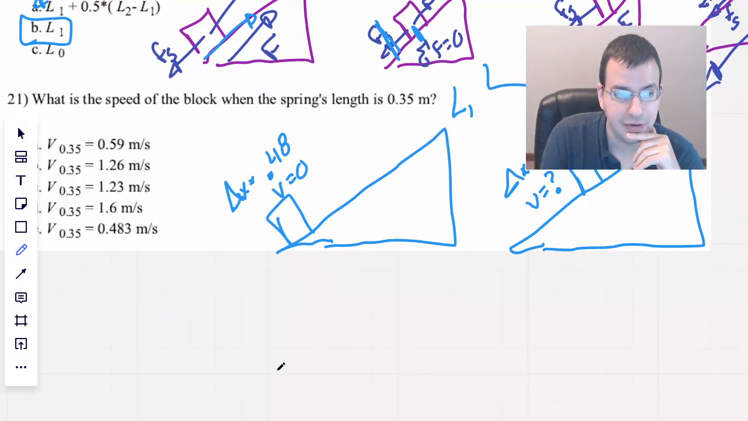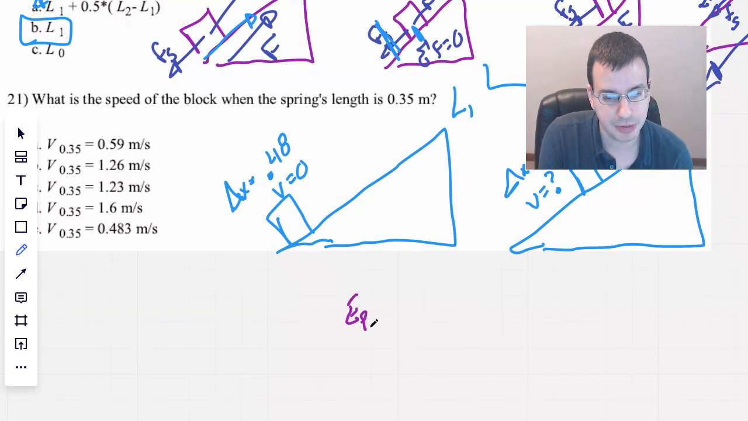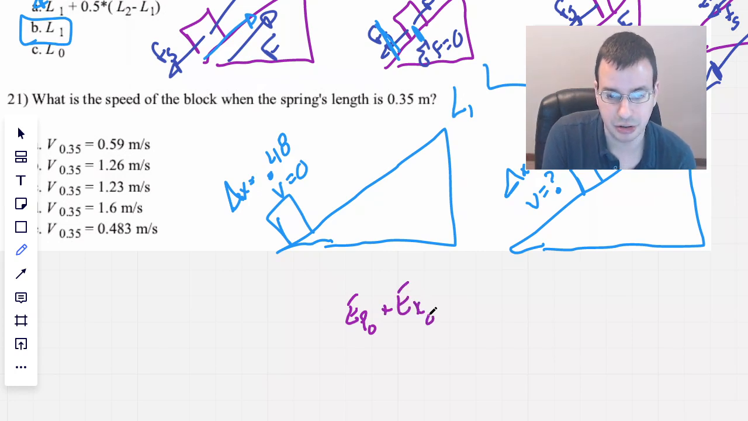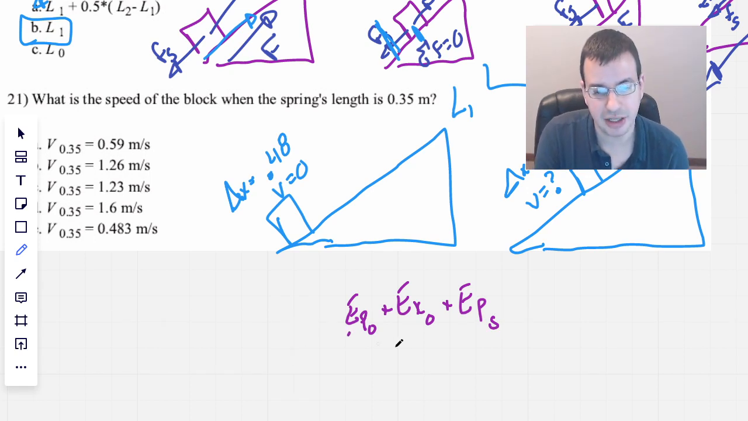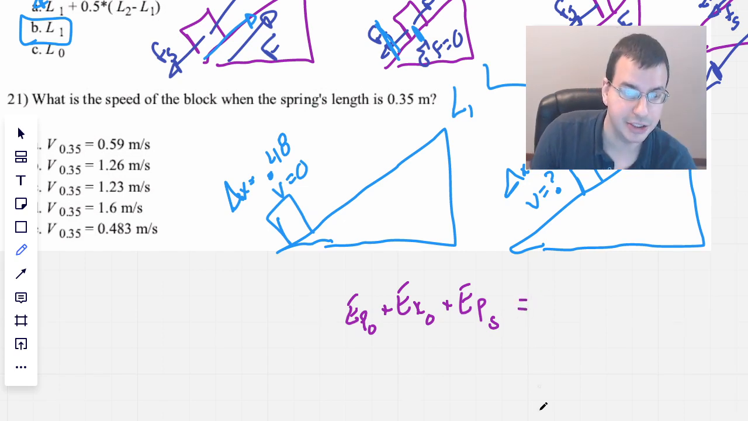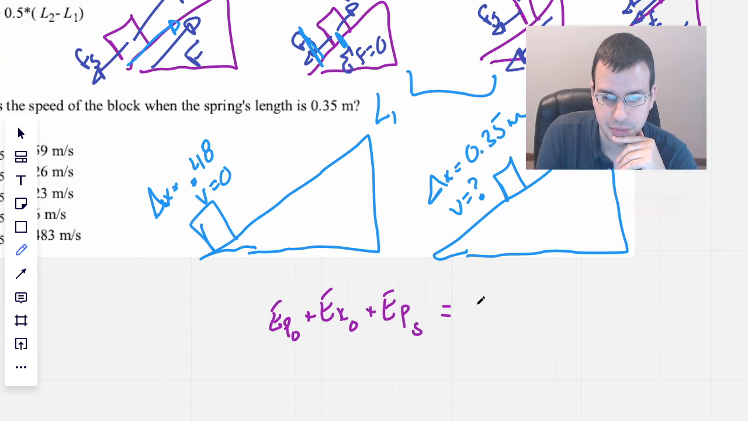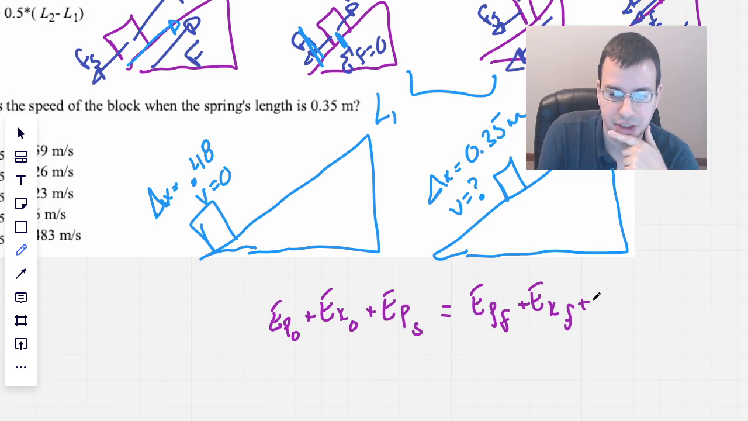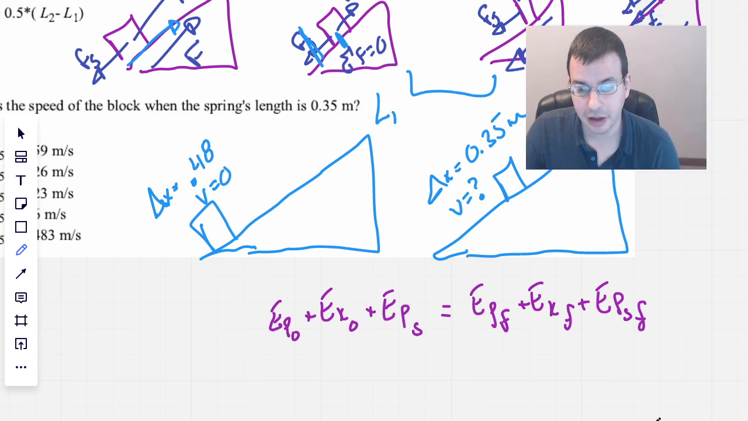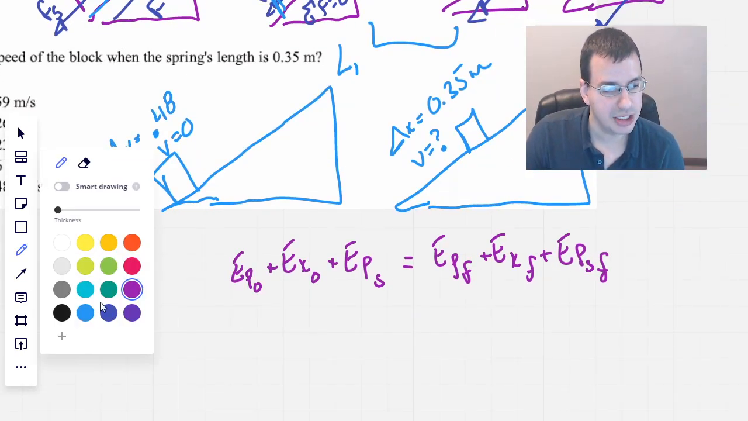So for this, we're going to have energy potential at initial plus energy kinetic at initial, which will be 0, plus energy potential due to the spring. This one I'm going to say is due to gravity. This one will be due to the spring. So they're both energy potential, but I still want to differentiate them just for simplicity. Energy potential final plus energy kinetic final plus energy potential spring final. Yep, I'm good with that. And so now let's take a look at what each of these are.